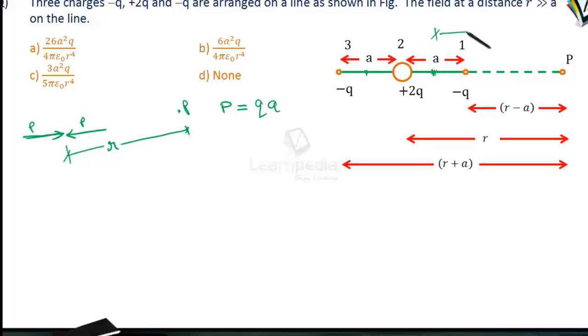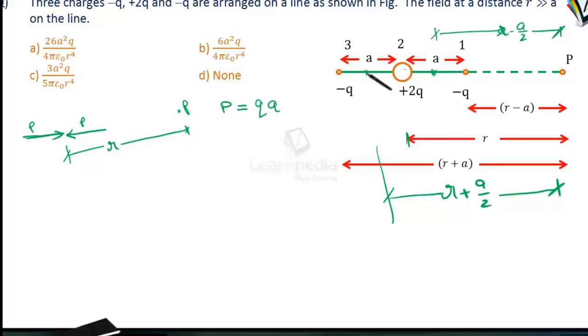is going to be r minus a by 2 for the first, and for the second dipole's center it is going to be r plus a by 2. You can see r is the distance from this charge and a by 2 is the distance from the center of each dipole. So r plus a by 2 and r minus a by 2 are the distances of this point from the centers of these two dipoles, and the difference of the field is because of this difference in the distance.